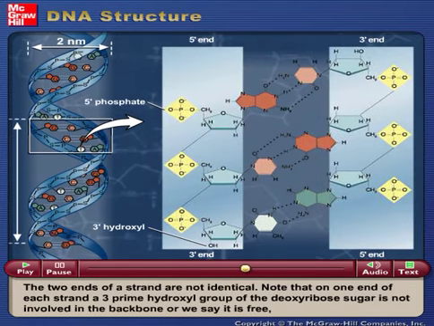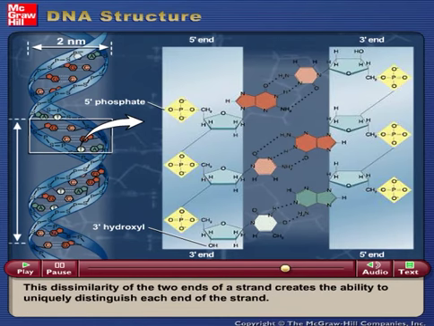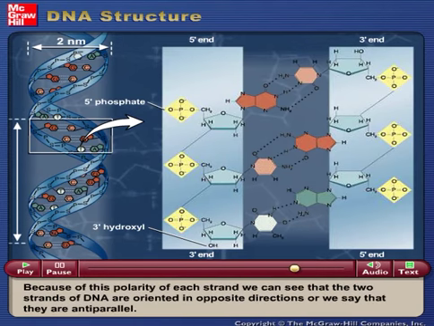The two ends of a strand are not identical. Note that on one end of each strand, a 3' hydroxyl group of the deoxyribose sugar is not involved in the backbone, or we say it's free, while at the other end of the same strand, the 5' hydroxyl group of the deoxyribose sugar at the end is free or may contain a phosphate that is free and not bonded to another deoxyribose sugar. This dissimilarity of the two ends of a strand creates the ability to uniquely distinguish each end of the strand. Because of this polarity of each strand, we can see that the two strands of DNA are oriented in opposite directions, or we say that they are antiparallel.